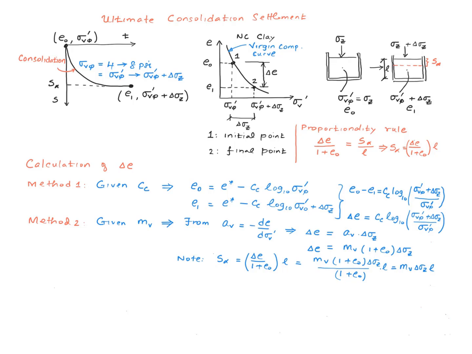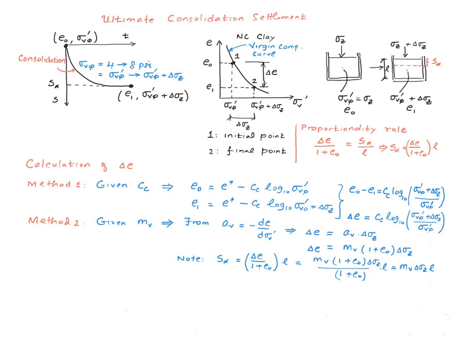Say we don't know the value of the compression index, but we know the value of the coefficient of volume change. So in that case, what you do is you directly apply this equation, which is from the definition of a sub v, and then delta e works out to be a sub v multiplied by delta sigma z, and that gives you this equation for delta e. And just a note that if you were to then calculate the S infinity, the ultimate settlement, that works out to be this. So we have a sort of a simple equation for the ultimate settlement in terms of the coefficient of volume change.